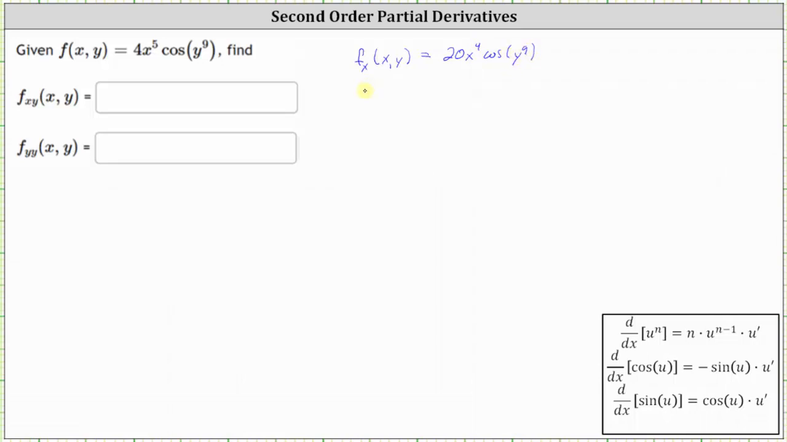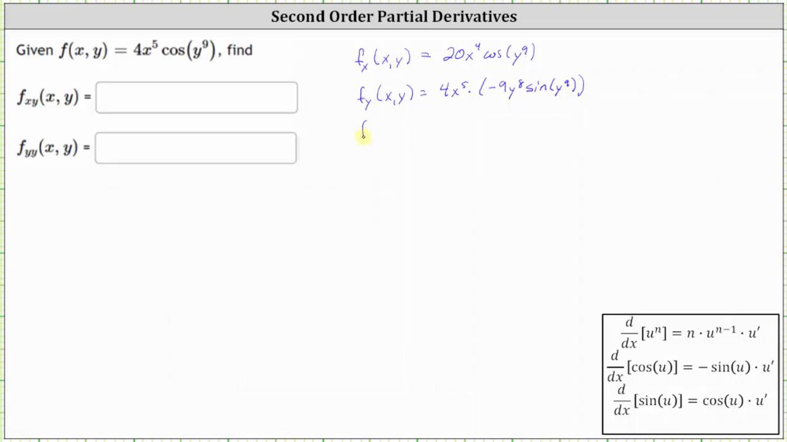And now let's find the partial of f with respect to y, differentiating f of x comma y with respect to y, now treating x as a constant. And therefore we treat 4x to the fifth as a constant, and then multiply by the derivative of cosine y to the ninth with respect to y, which is equal to negative sine y to the ninth times 9y to the eighth, or negative 9y to the eighth times sine y to the ninth. Notice how we had to apply the chain rule to differentiate cosine y to the ninth with respect to y.